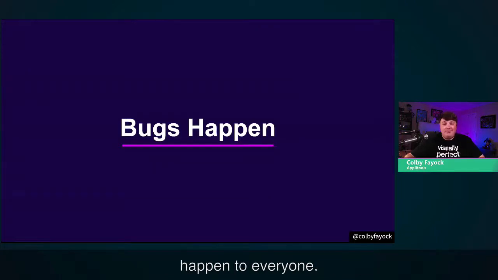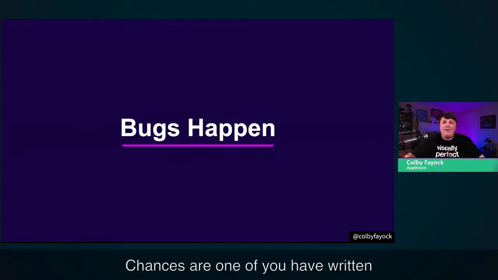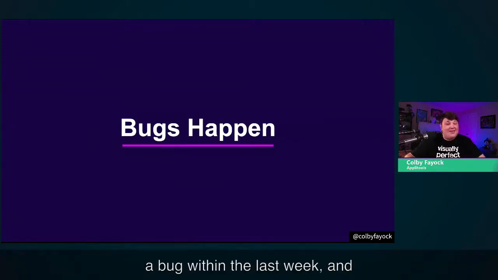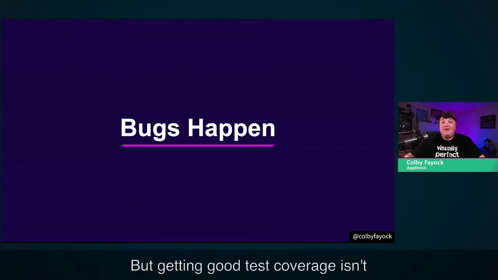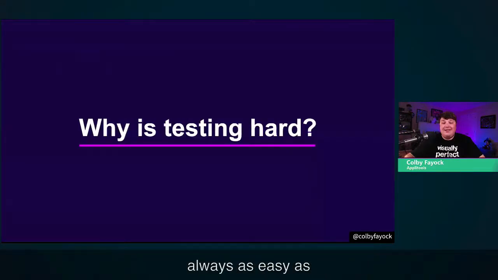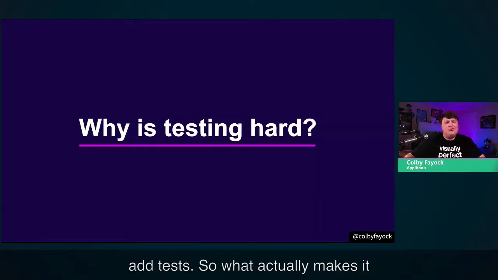Bugs happen to everyone. If you look at the attendee above your name in the audience list, and then look at the attendee below, chances are one of you has written a bug within the last week. And that's totally okay. No one's pointing fingers, and no one should be pointing fingers. But getting good test coverage isn't always as easy as just add tests. So what actually makes it so hard?